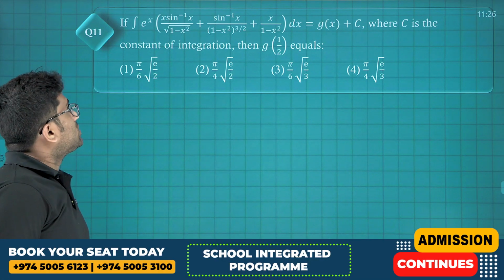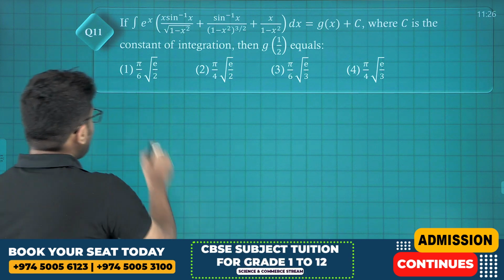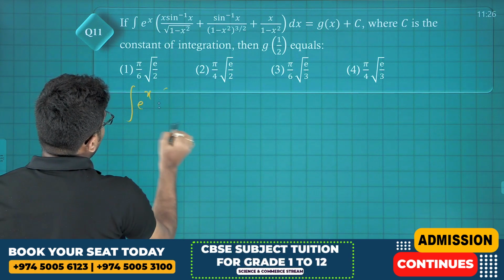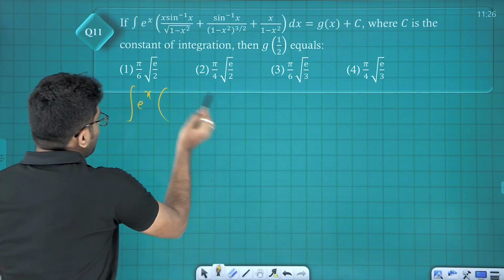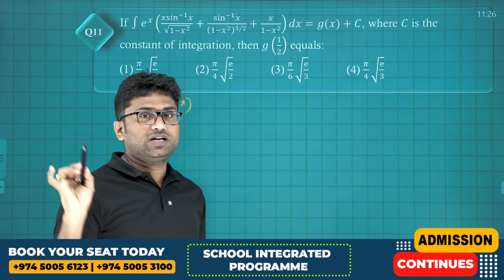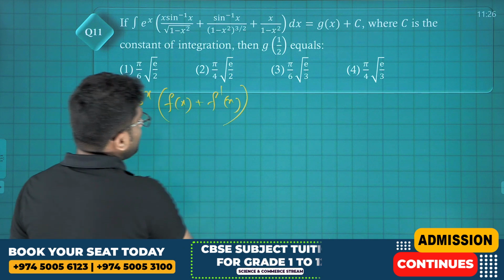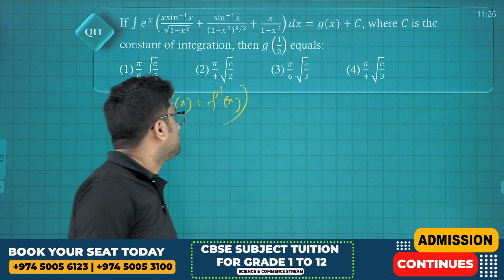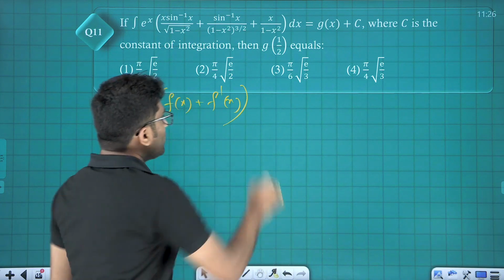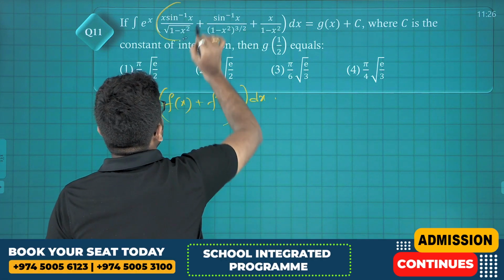Integral e power x into something. Dear friends, the majority of the times we have seen integral e power x comes, whatever the brackets, check: maximum 99.99% it is of the form f of x plus f dash x. If not, then we'll go by using by parts. So first here, among these three the complex one is this one.